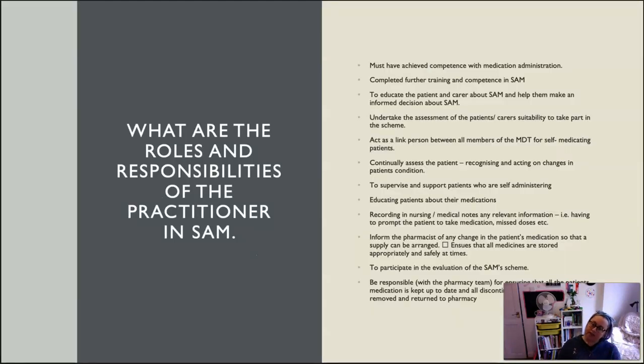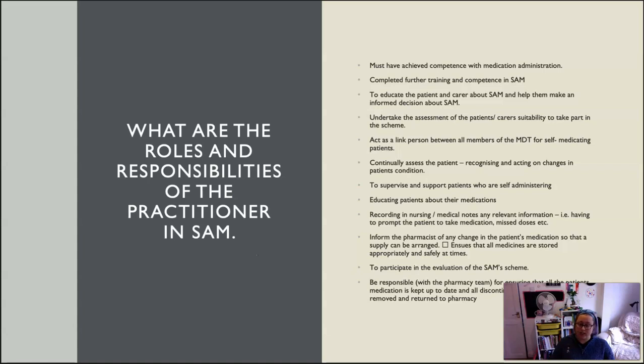So thinking about our conclusion to this, what are the roles and responsibilities of the practitioner when we're thinking about the safe administration of medication? They must have achieved competence with medicines administration, be it that you've taken this course or followed your trust policies. You might need further training or competence to assess patients for self-administration. You need to support and educate your patients or carers about self-administration to help them make an informed decision.